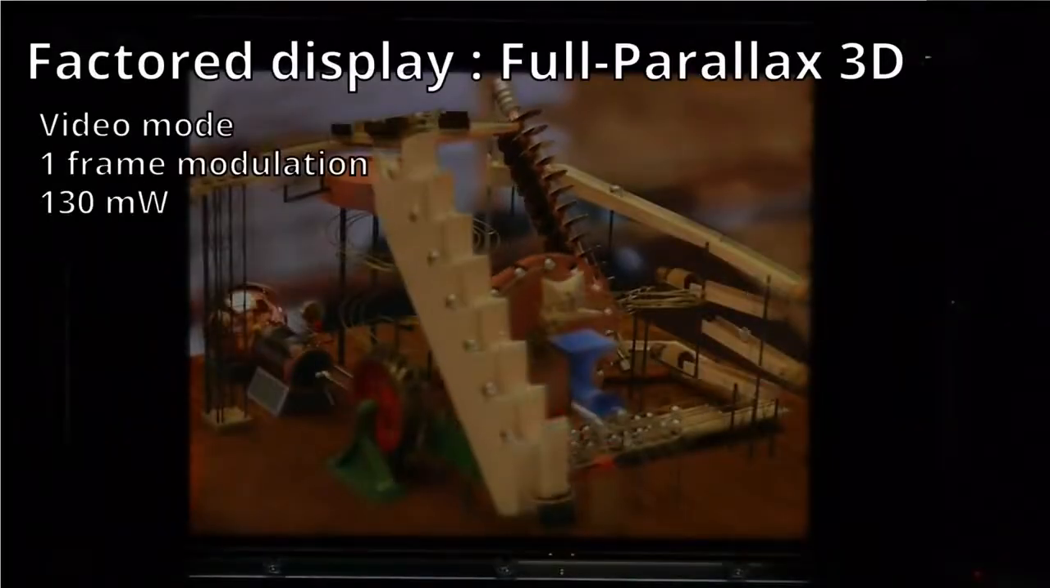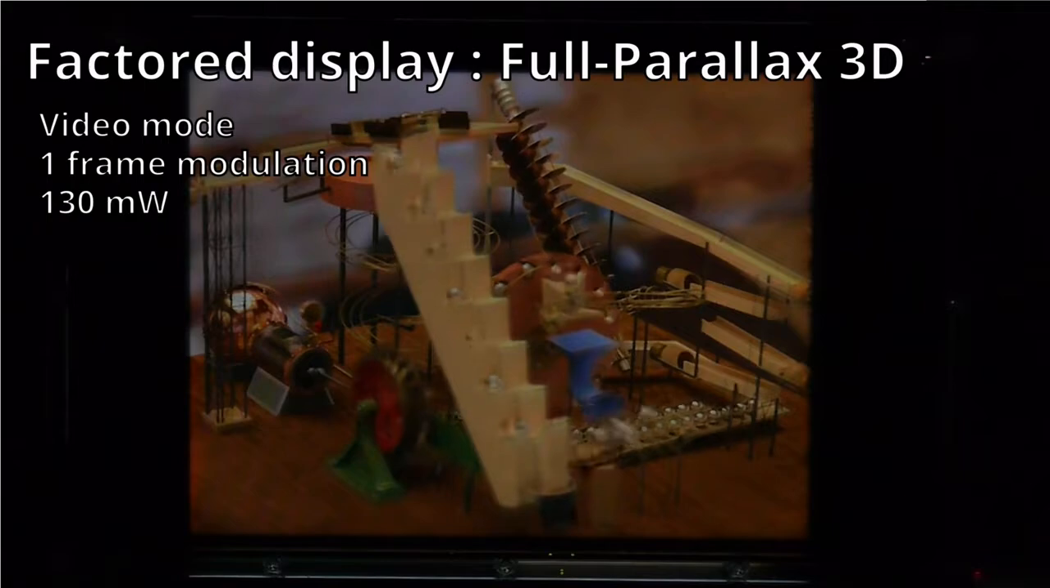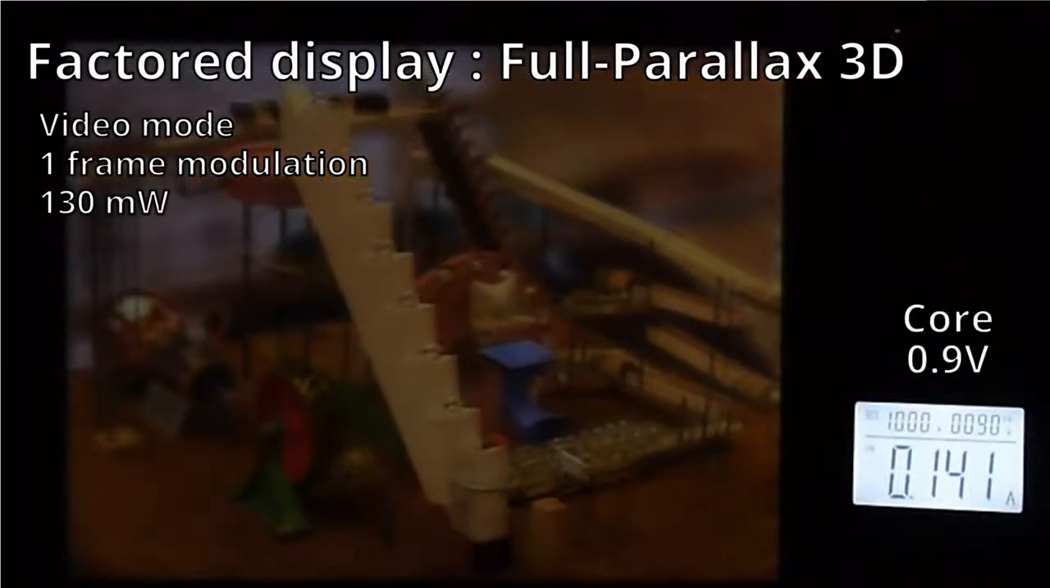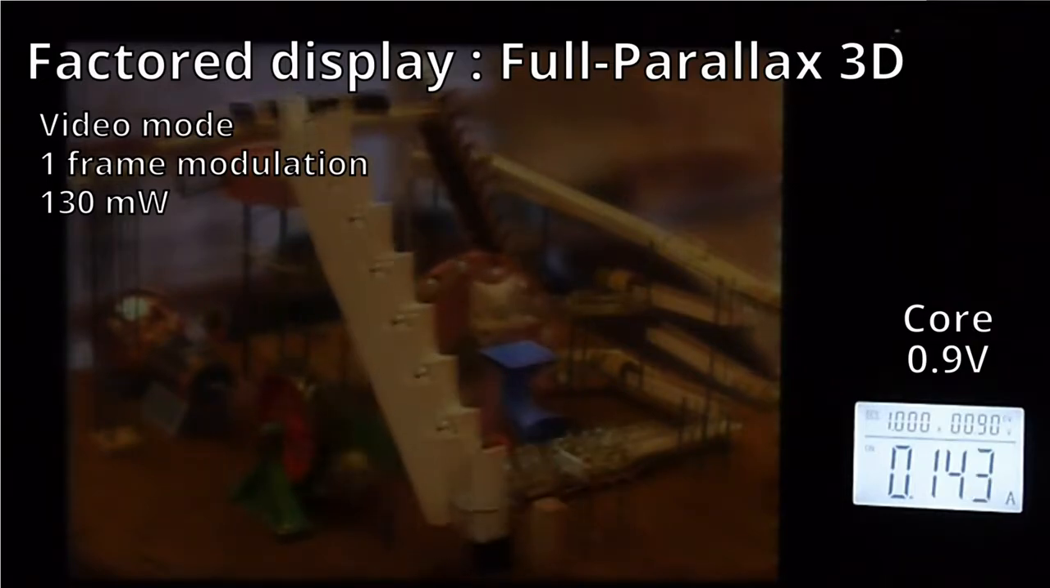Here is the real-time light field factorization. Each light field is processed separately in rank 1 factorization. The demonstration is operated at 50 MHz with the FPGA board, and the real-time power consumption is shown on the power supply.